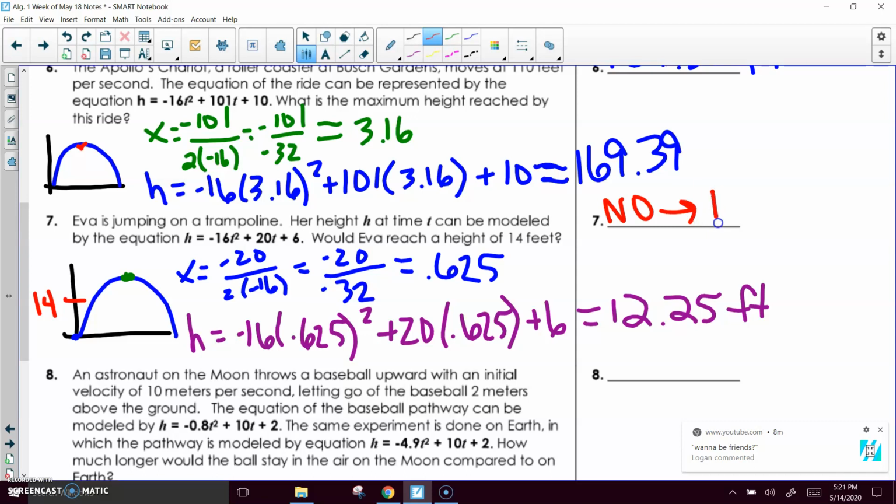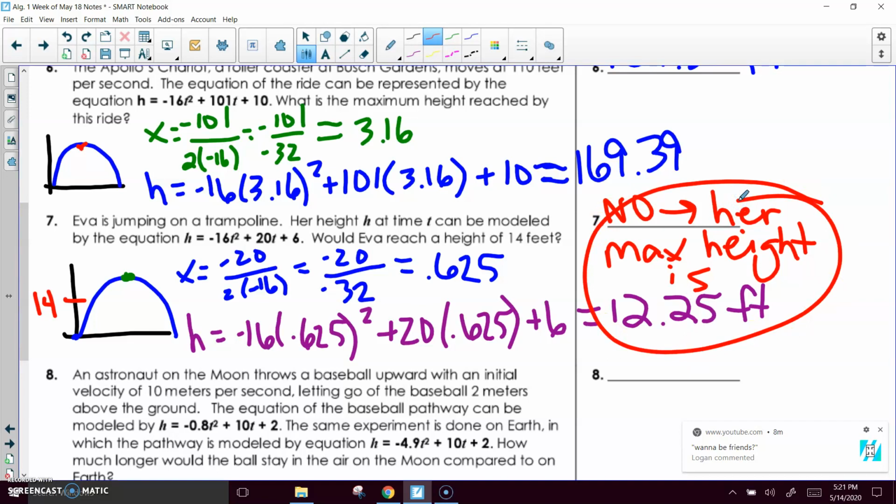And my reasoning being, her max height is 12.25 feet.